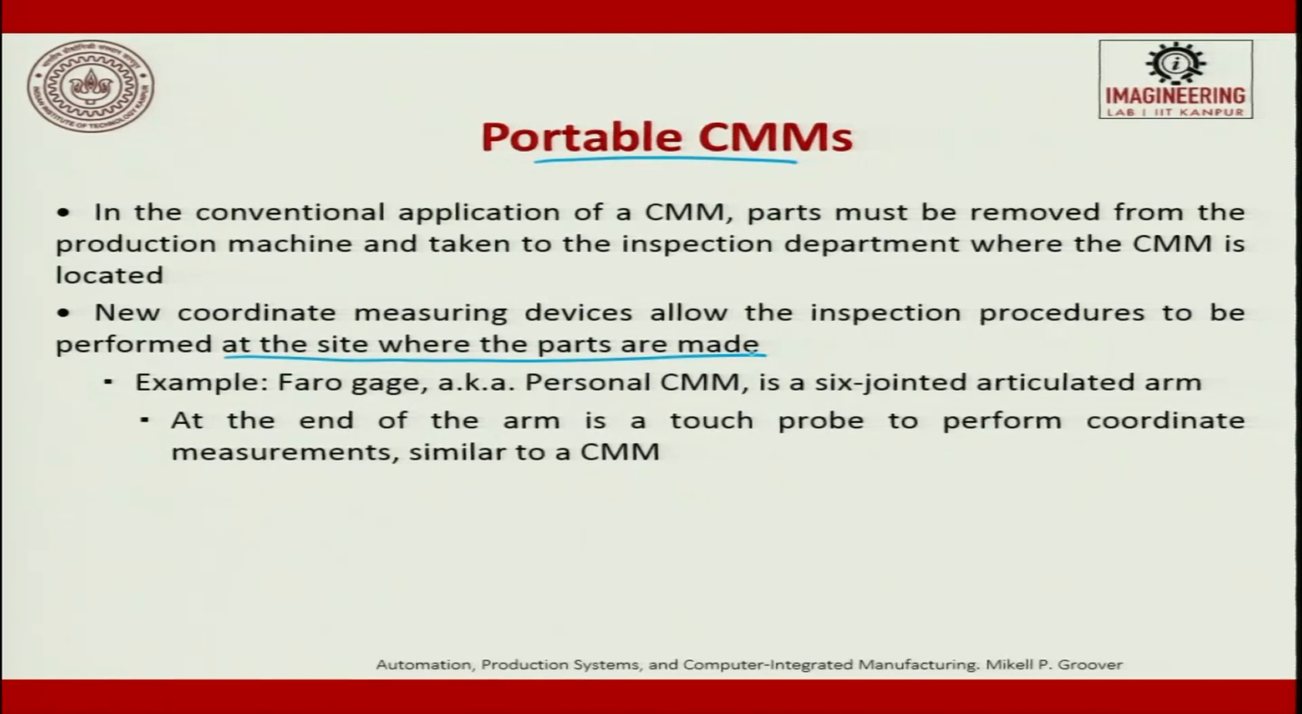Suppose you have a large component which is to be made. So, we will talk about this example. A FARO arm is an example, which is a personal CMM. It has 6 joints, an articulated arm just like a robot, and it can do the measurement. So, you will have several rotating joints, and in each joint you will have an encoder, and that encoder measures the XYZ and communicates. At the end of the arm is a touch probe to perform the coordinate measuring action.